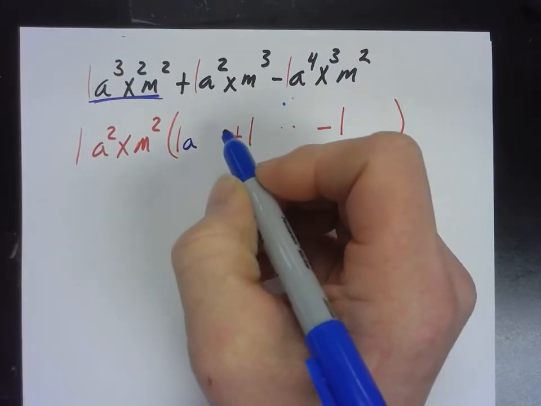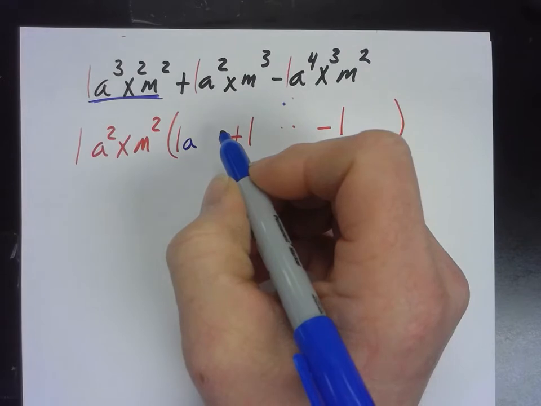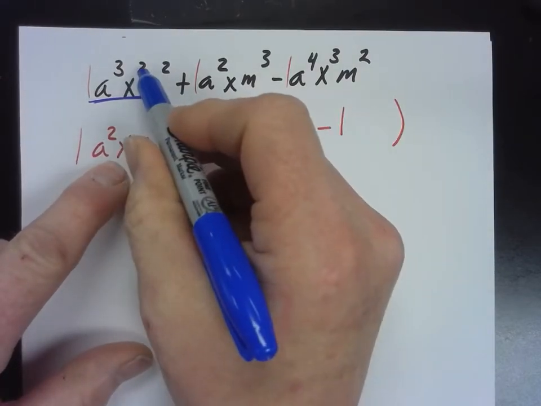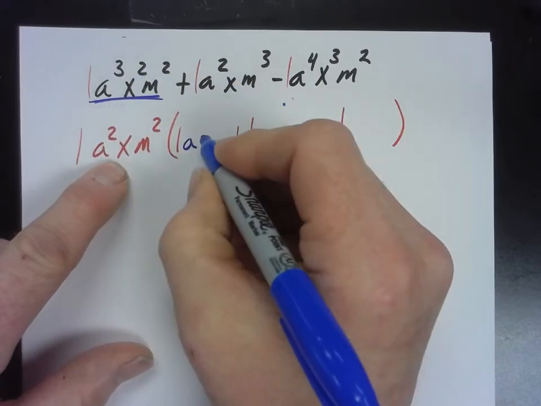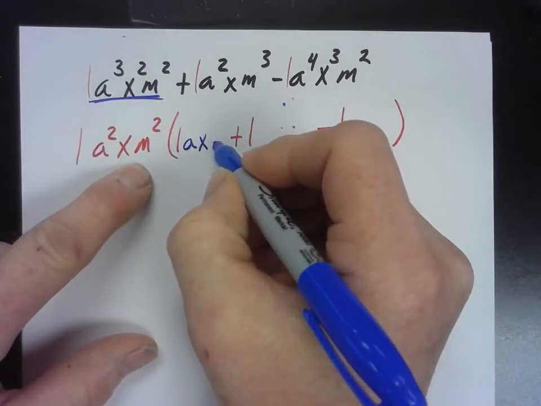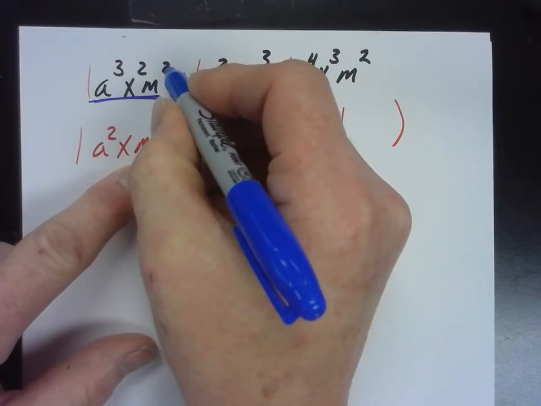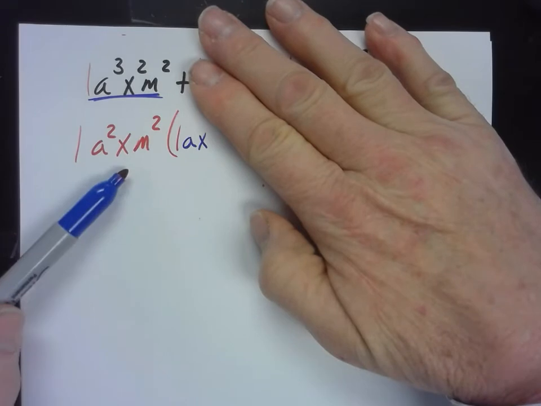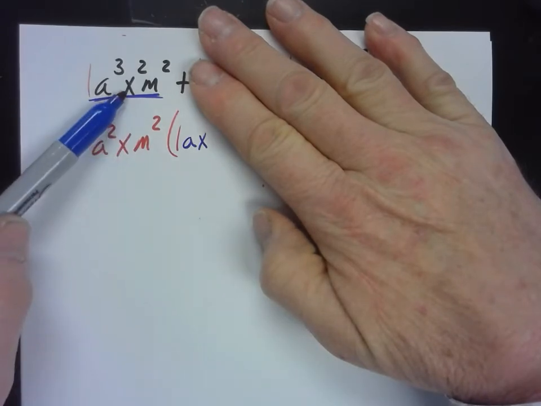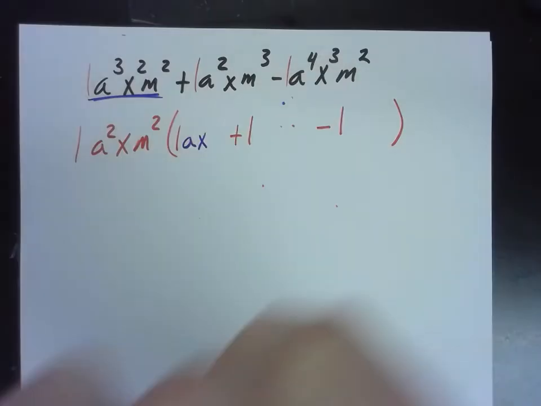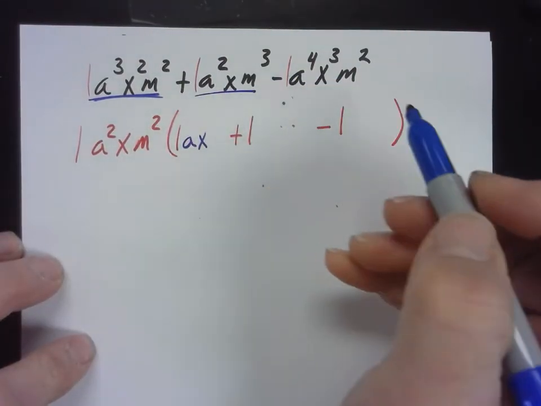1, a to the first power, right? Okay. Now what about the x? X times what would give me this x squared right here? X to the first. And then m squared times, do I need to have an m to get the m squared? Okay, so you're saying if I multiply these two terms together, I would get my original first term. That work?